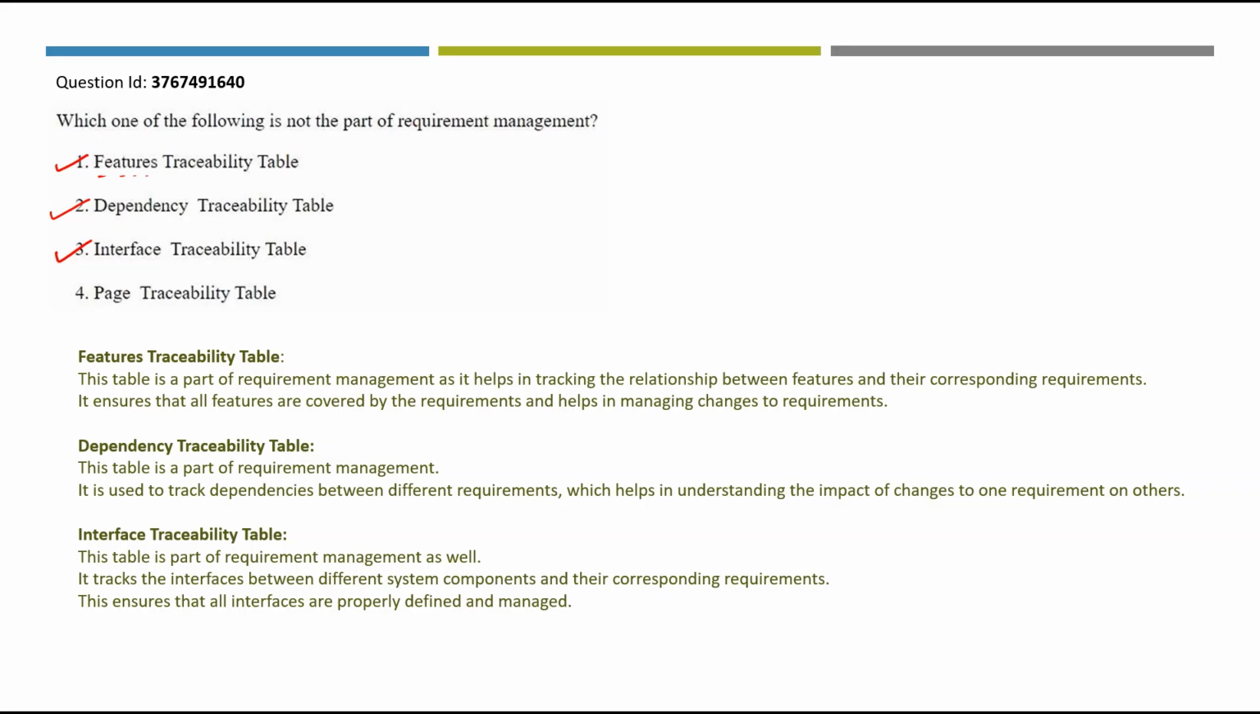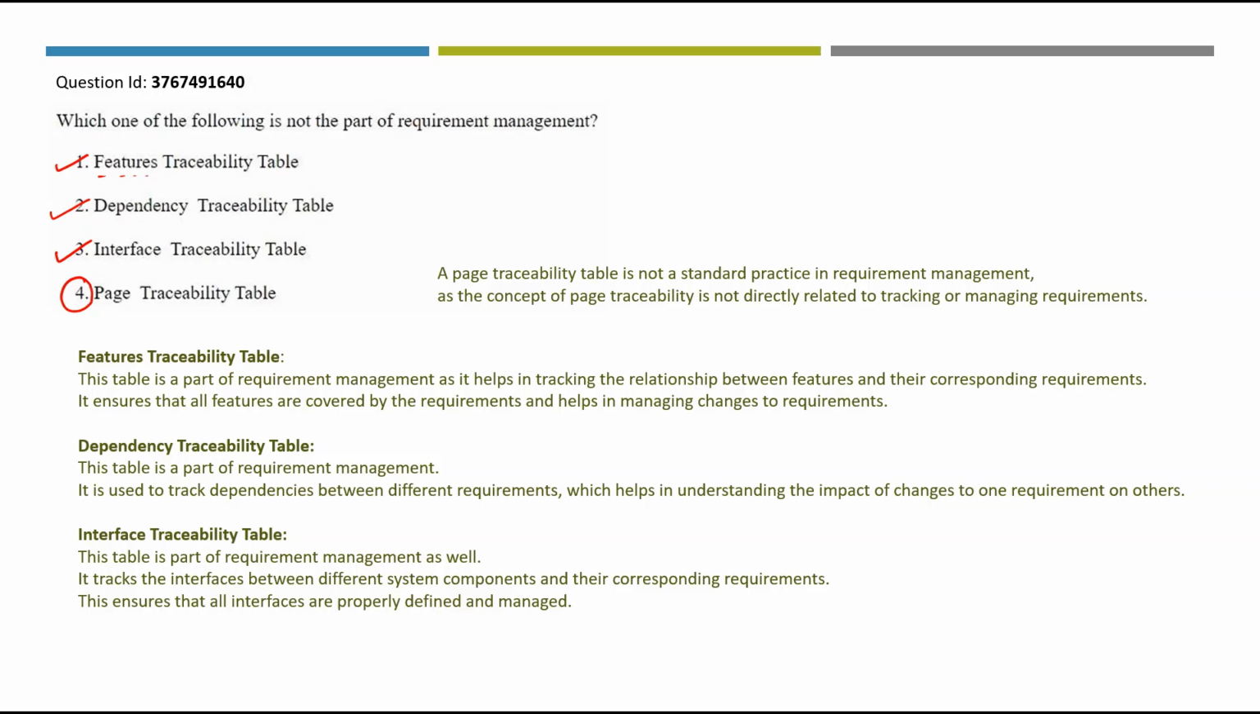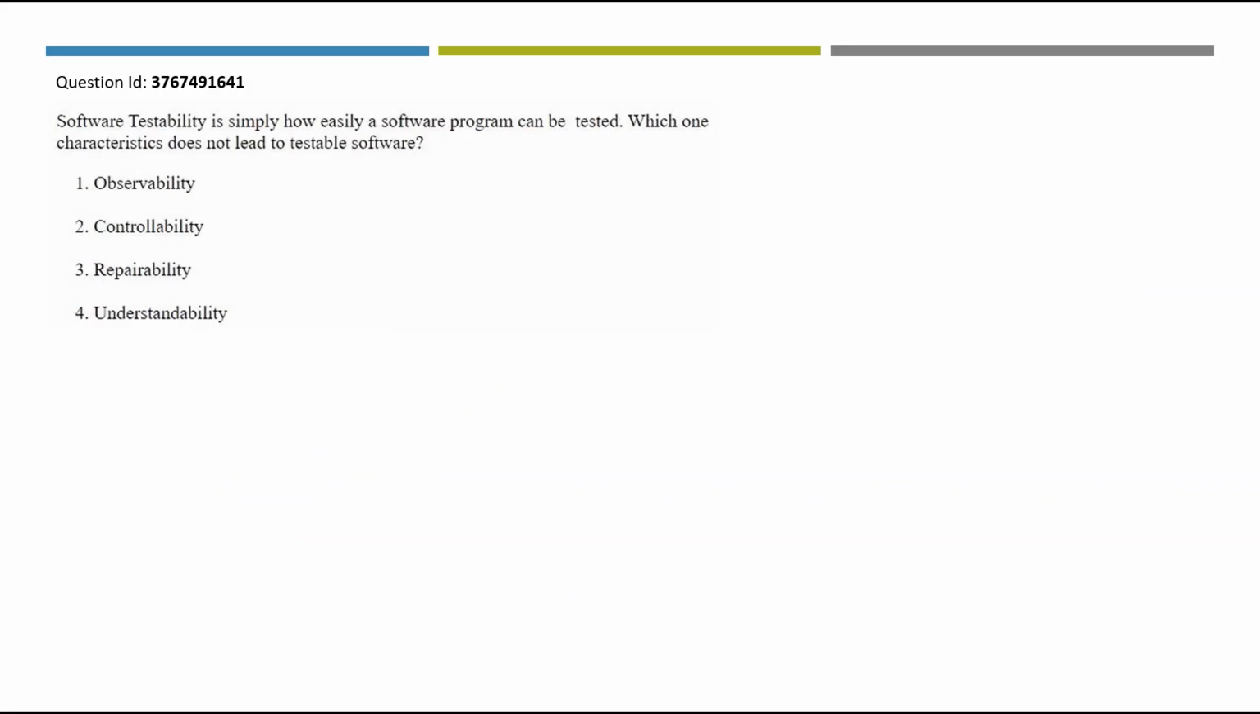What is left out here? Option 4. From this we can mark option number 4, page traceability table, as the right answer, because that is the only option that is not the part of requirement management. A page traceability table is not a standard practice in requirement management, as the page traceability concept is not directly related to tracking requirements. Next question.